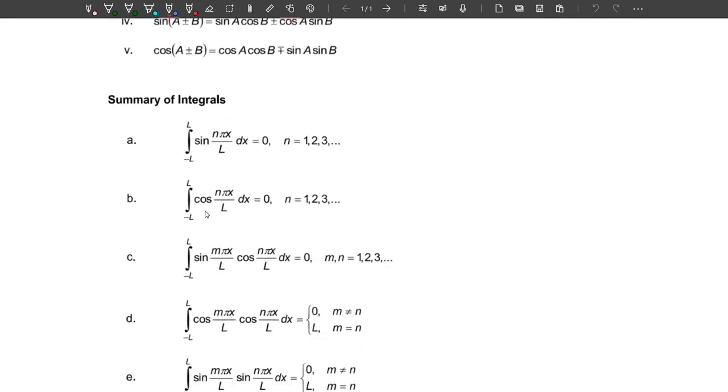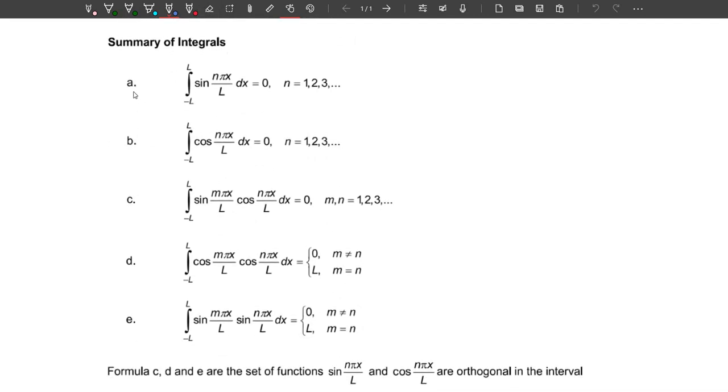Okay, so let's look at the summary of integrals. The first one, A: integrate sin n pi x over L with respect to x from negative L to L would be equal to 0 for n equal to 1, 2, 3. Let me show you a bit of the proof. Let's say, for example, we integrate from negative 1 to 1, so L is 1. That is, integrate negative 1 to 1 sin n pi x dx.